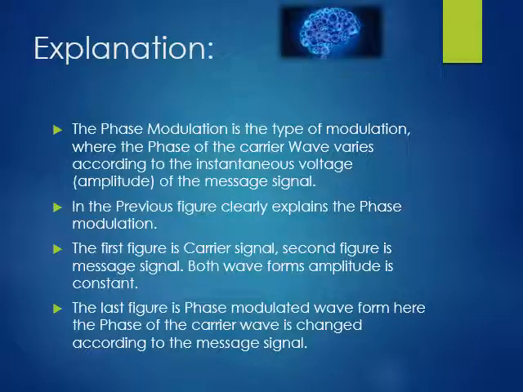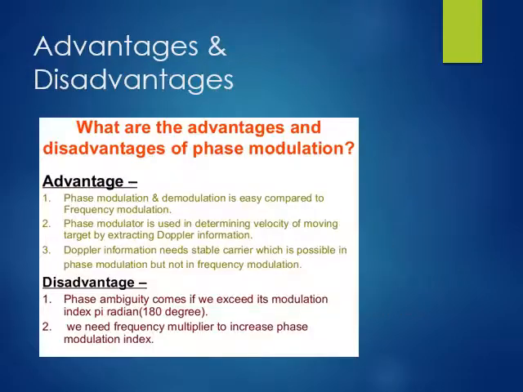Phase modulation is a type of modulation. The phase of the carrier wave changes according to the amplitude of the message signal. Already we have explained: the first figure is the carrier signal, the second one is the message signal. Both waveform amplitudes are constant. The last one is our phase modulated waveform. The phase of the carrier wave changes according to the message signal.